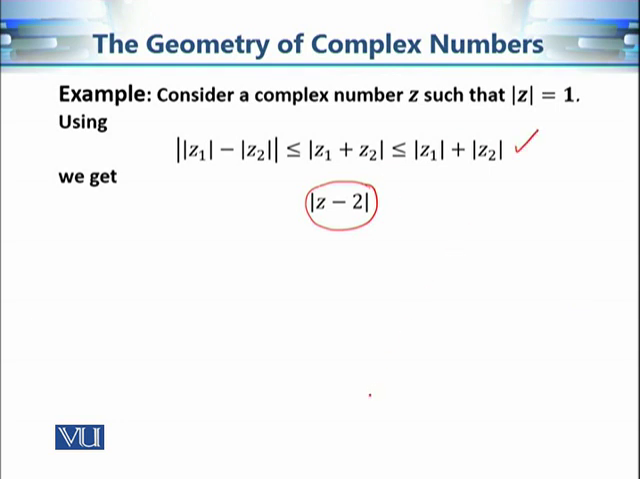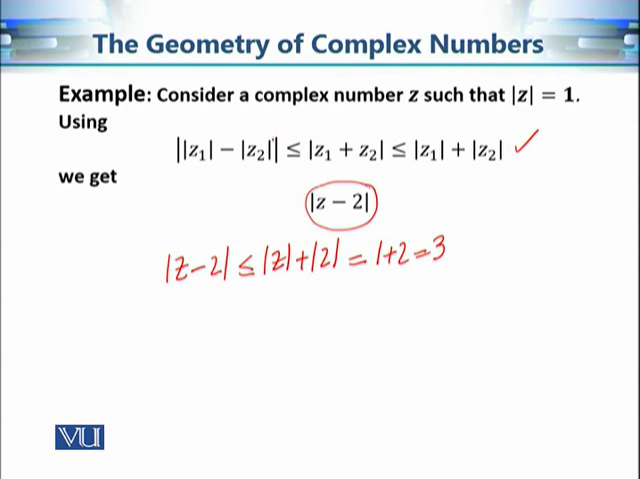Now if I want to calculate an upper and lower bound for the modulus of Z minus 2, then using these inequalities we can easily calculate that. And what is going to be the upper bound? The modulus of Z minus 2 is less than or equal to modulus of Z plus modulus of minus 2, which is the same as 2. Since the modulus of Z is 1, this is equal to 1 plus 2, which is equal to 3. So the modulus of this complex number Z minus 2 is always less than or equal to 3.